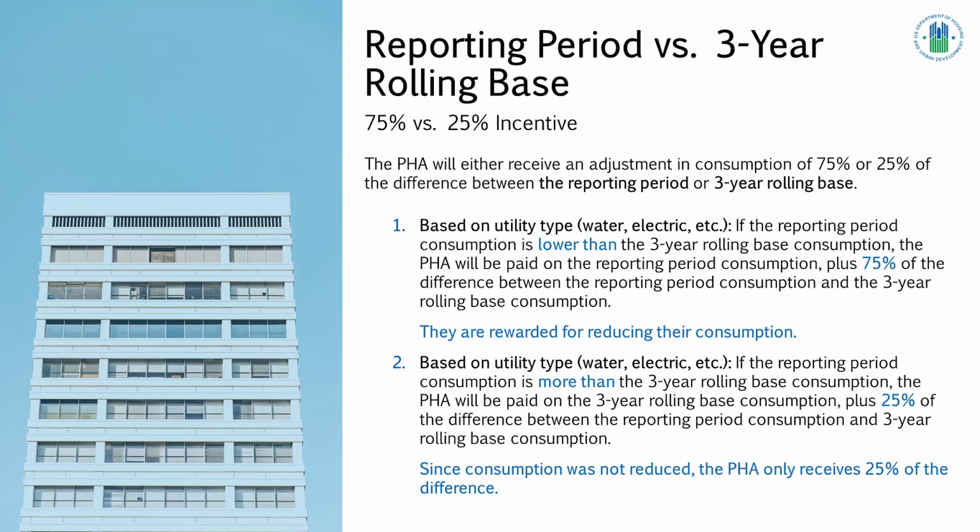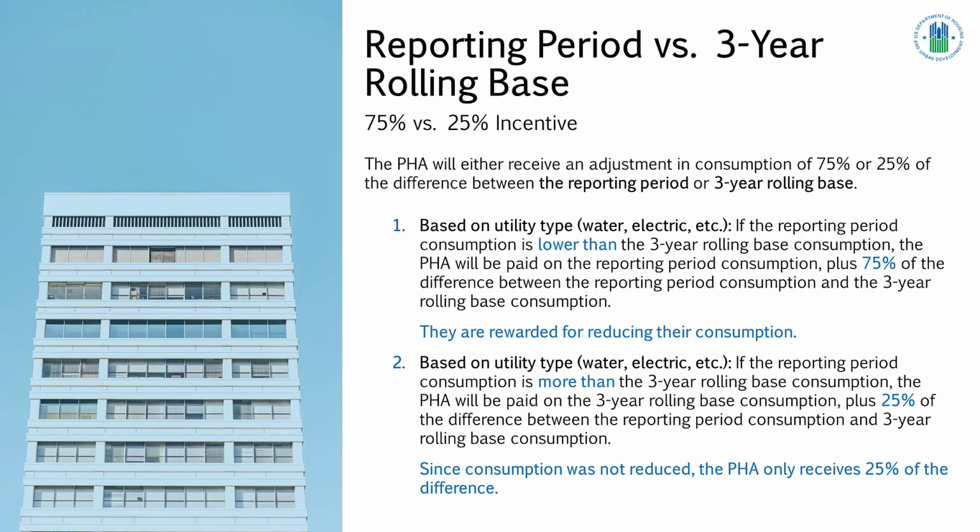The reporting period is the most recent consumption versus the prior 3-year rolling base average. So when you're reducing consumption, HUD is rewarding you to say, hey, good job. Even though we're paying you on the reporting period, which is much lower than the 3-year rolling base, we're going to fund you on the reporting period plus 75% of the difference for reducing consumption. Because when a housing authority reduces consumption, that's less subsidy you're going to receive.